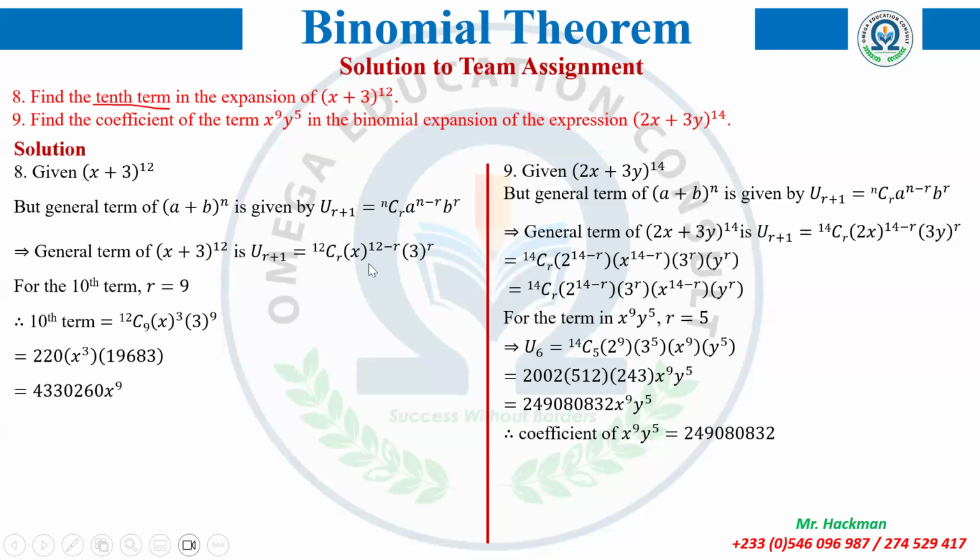So you just come and substitute. When you substitute, you put it in brackets, remember. So that will give us n, which is 12 combination r, a, which is now x to the power 12 minus r, because your n is 12. Then in brackets, your b, which is now 3 to the power r.